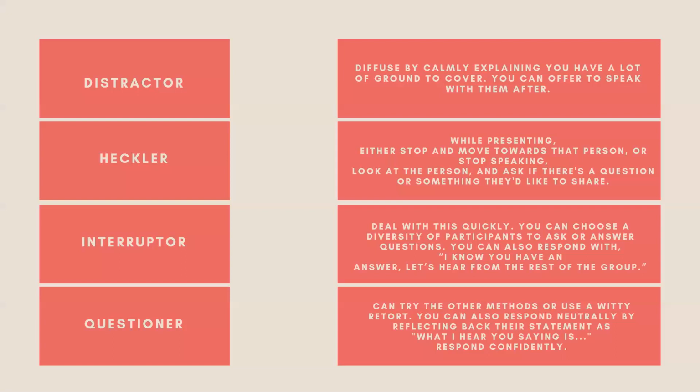For the distractor, while presenting, either stop and move towards that person or stop speaking. Look at the person and ask if there's a question or something they'd like to share. For the interrupter, you can diffuse this by calmly explaining that you have a lot of ground to cover. You can offer to speak with them after.